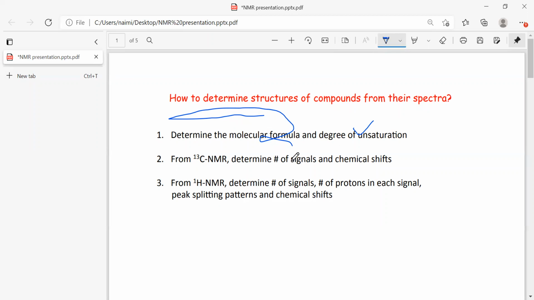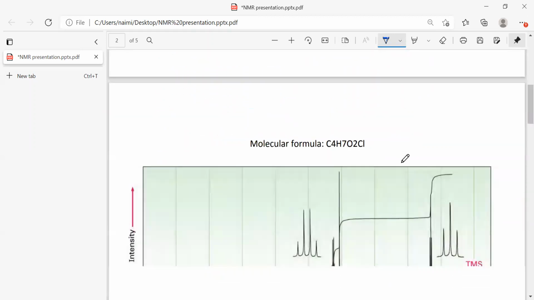And from proton NMR, determine the signals of protons, the splitting patterns of each peak, and the chemical shifts. So the primary thing is that you should know the molecular formula, by which you can determine the degree of unsaturation. Then you should know about proton NMR, because proton NMR gives you information regarding the structural framework of an organic compound. C13 is also useful for you.